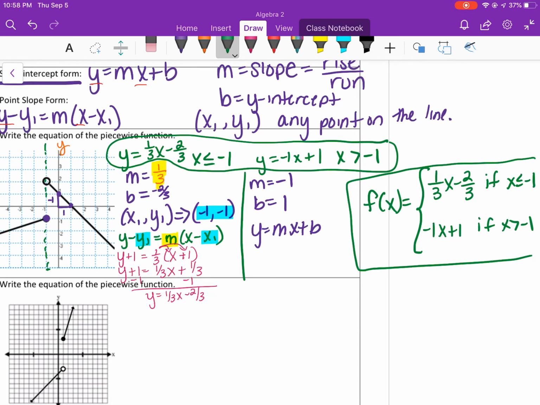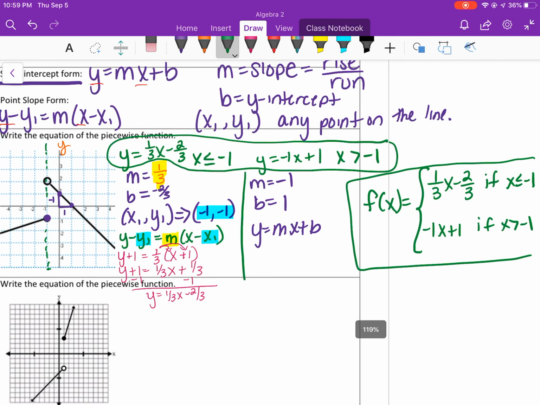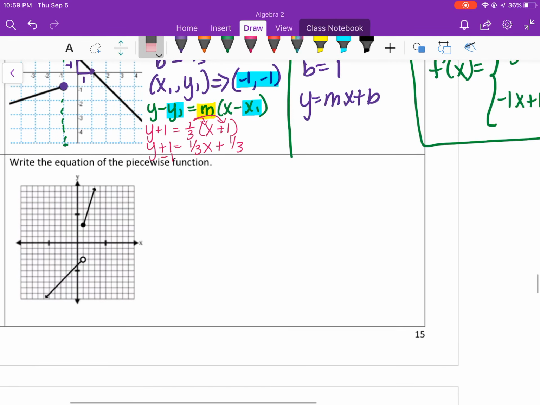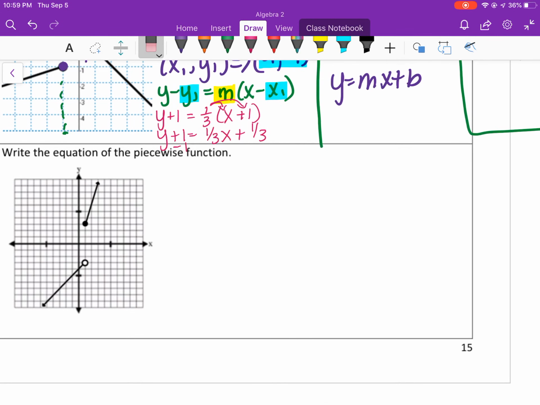Hopefully you found some room for that. I kind of ran out of room up here, so the idea is to put it back together. Okay, let's try another one. I'm going to erase this so that I have a little bit more room to work with here.